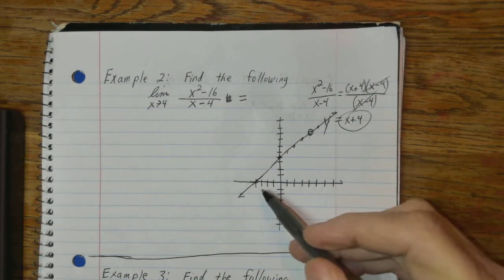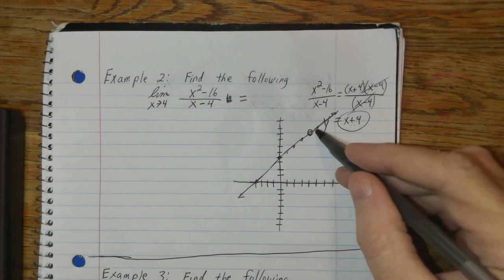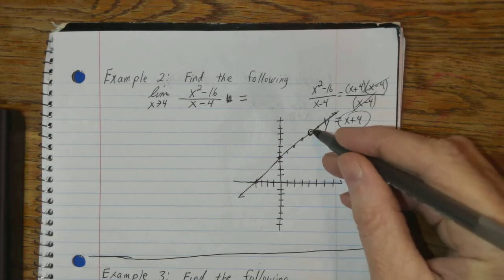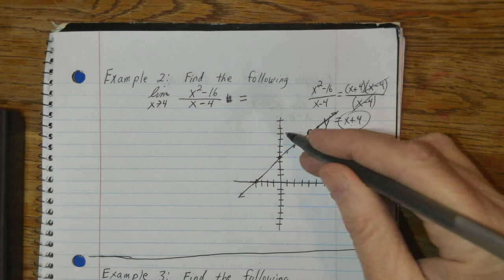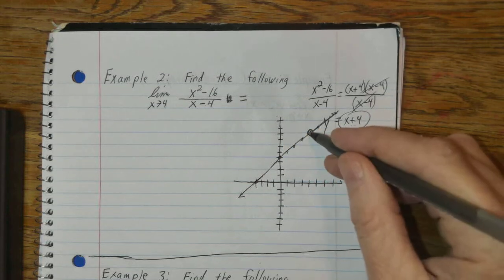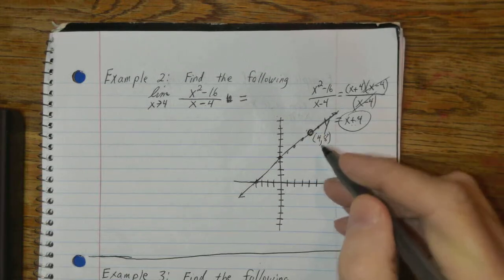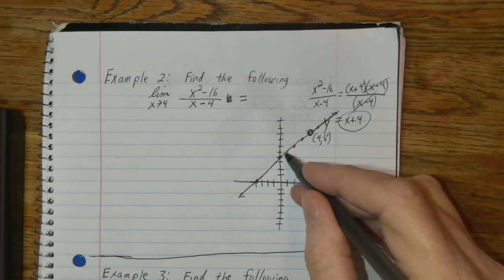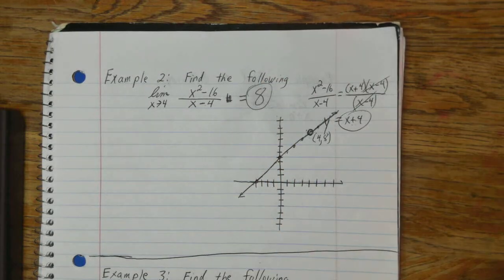As I come at 4 from the right, if I come down on the graph to 4, I get right to that hole. It approaches this 8. This hole is at 4, 8. If I approach from the right, I'm approaching that same point. The answer to this question is 8. I'm going to put the last 2 examples on the next video.